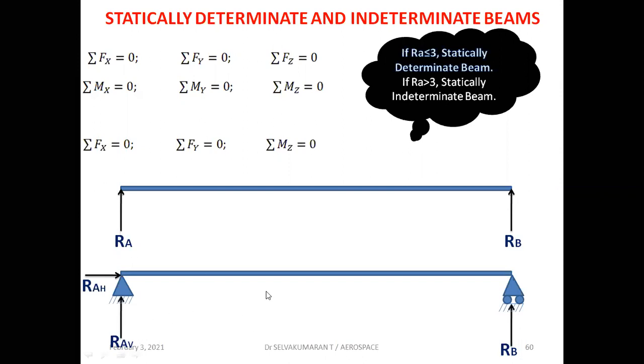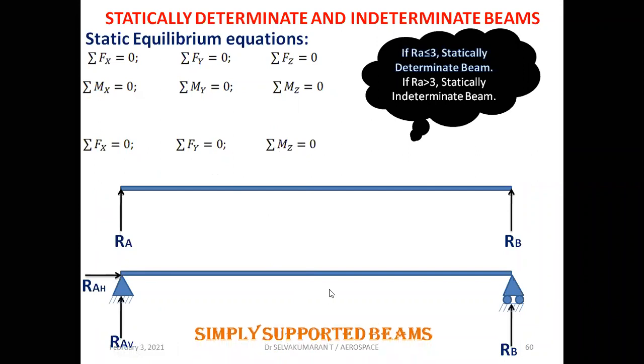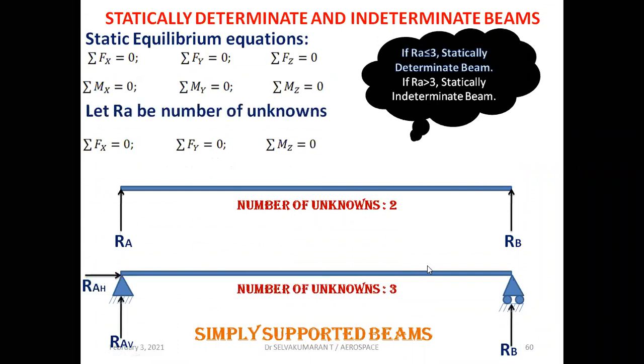Okay, coming to the next beam, this is also a simply supported beam. So we are having the hinge support as well as the roller support. Roller support has one vertical reaction that is normal to the support, and hinge support has one vertical and one horizontal unknown support reaction. Total we are having 3 unknowns. Again, RA is equal to 3, that is the number of static equilibrium equations that we are having here. So this is also called a statically determinate beam. Number of unknowns 2, number of unknowns 3. RA is nothing but the number of unknowns.